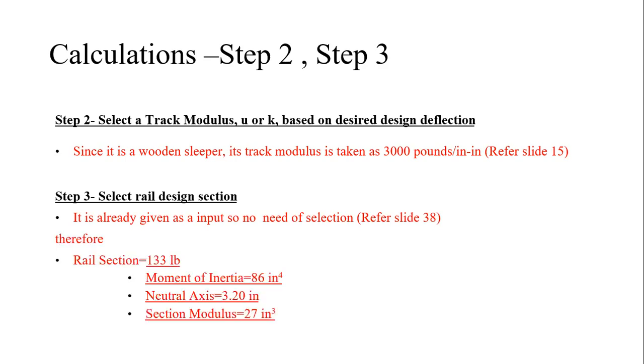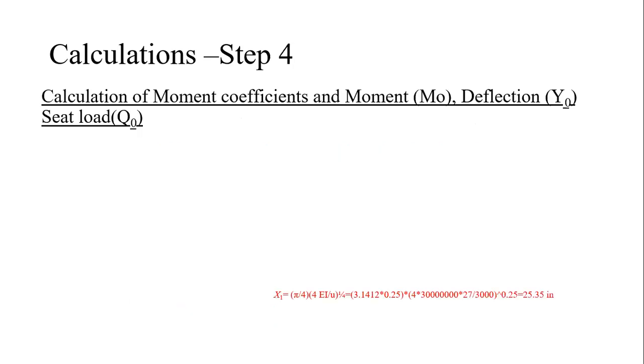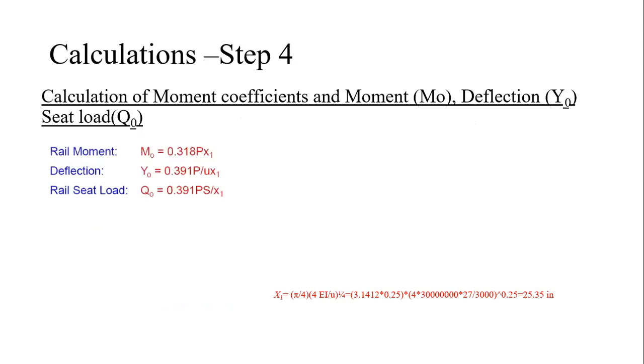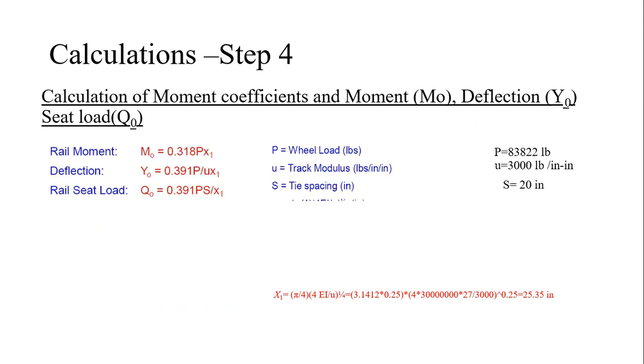Therefore, we know how this rail section looks, and where this value has been calculated and obtained. Then we have to find the moment coefficients, already given to us. For our problem, the wheel load we have calculated in step 1.